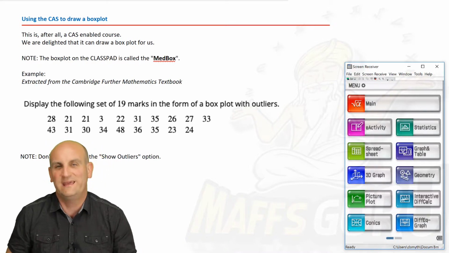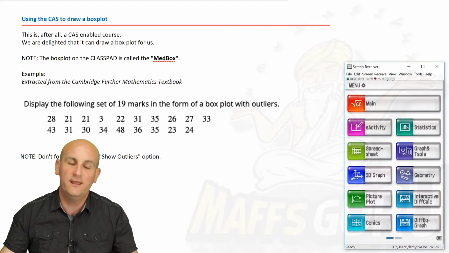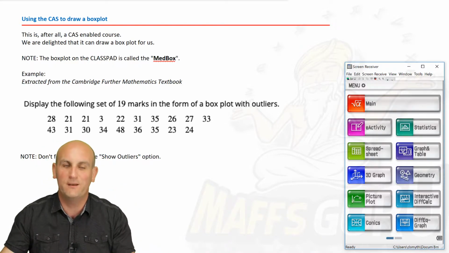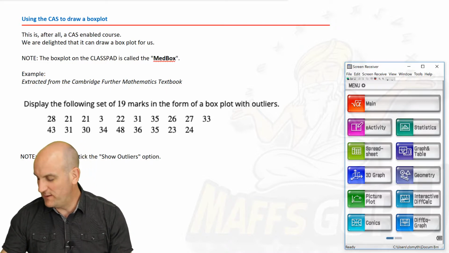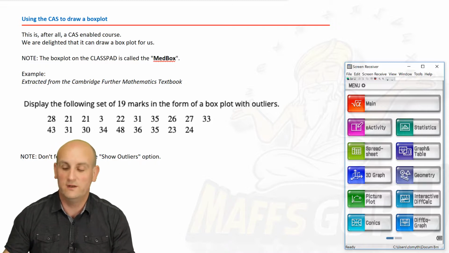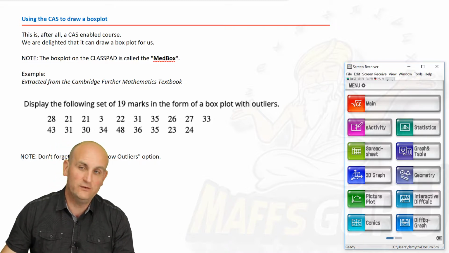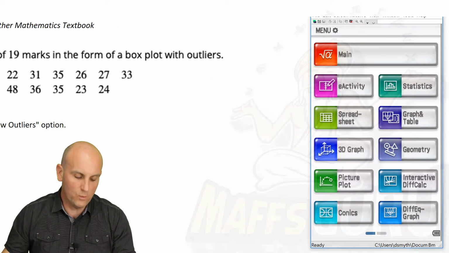So when I load up my CAS, and it's the Casio ClassPad, which is an amazing calculator. I know there's the TI Inspire as well, and probably others. I used to love the TI Inspire, but the Casio's just pipped it for the moment. And if you are a TI Inspire user, I will do videos that will show you how to use the TI Inspire, just not at this time. Sorry, guys.